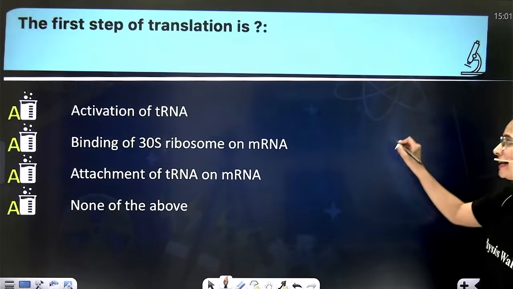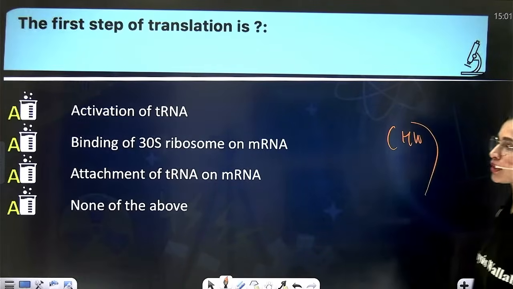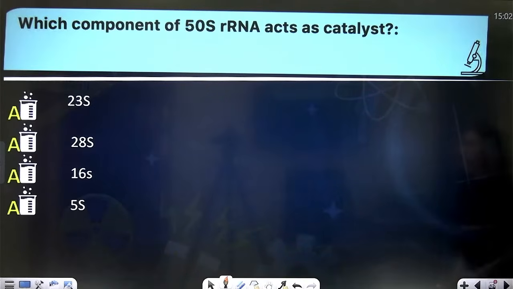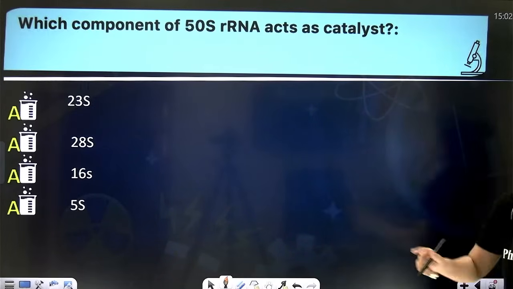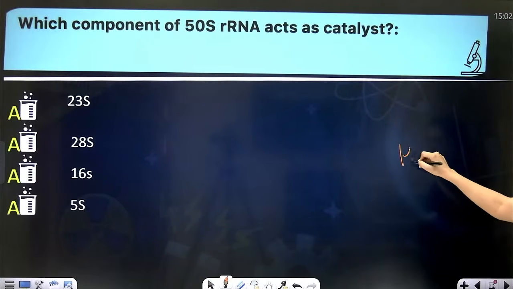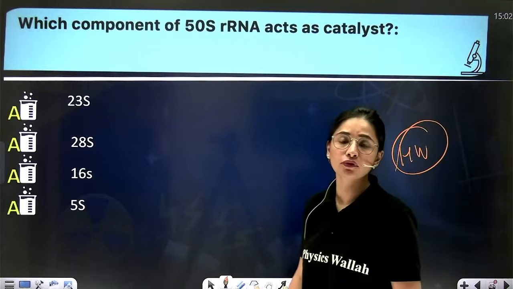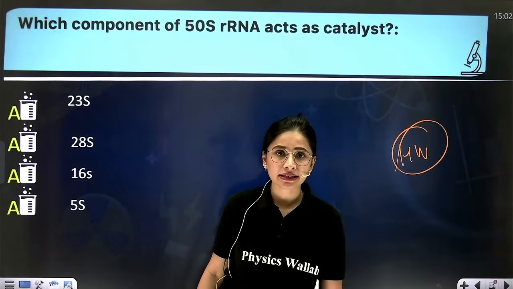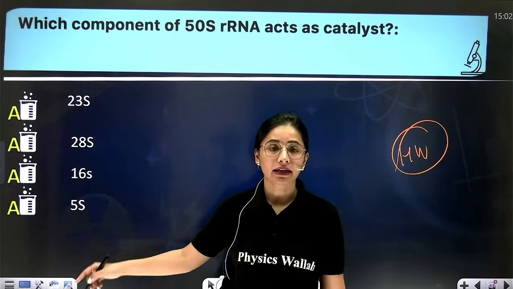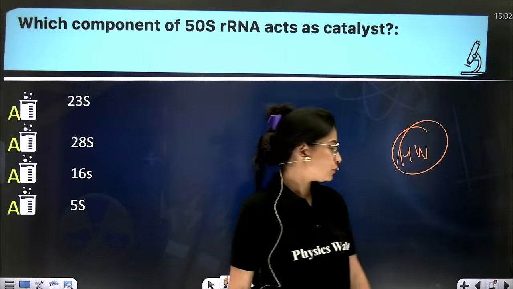If yes, then do not forget to solve these questions. What is the first step of translation? I hope you all can do it. Very easy question. Second, which component of 50S acts as a catalyst? Peptidyl transferase is the enzyme which acts as a catalyst for peptide bond formation during translation. So which is that enzyme that is acting as a catalyst? And it is made up of which component of 50S? I hope you all know these things.